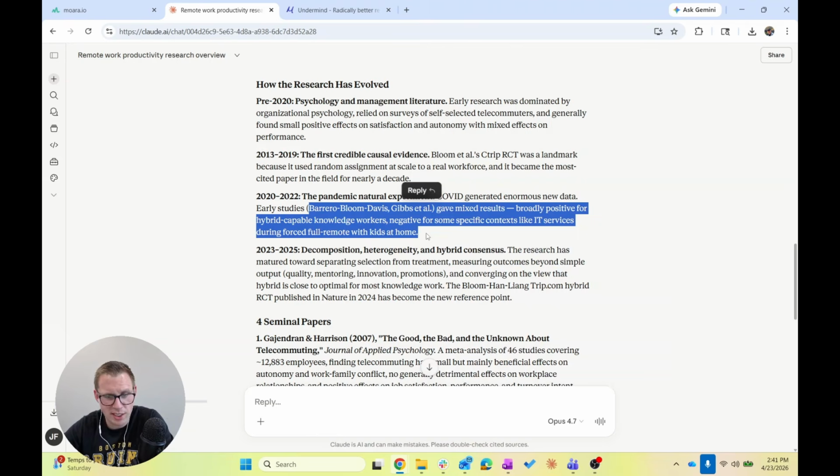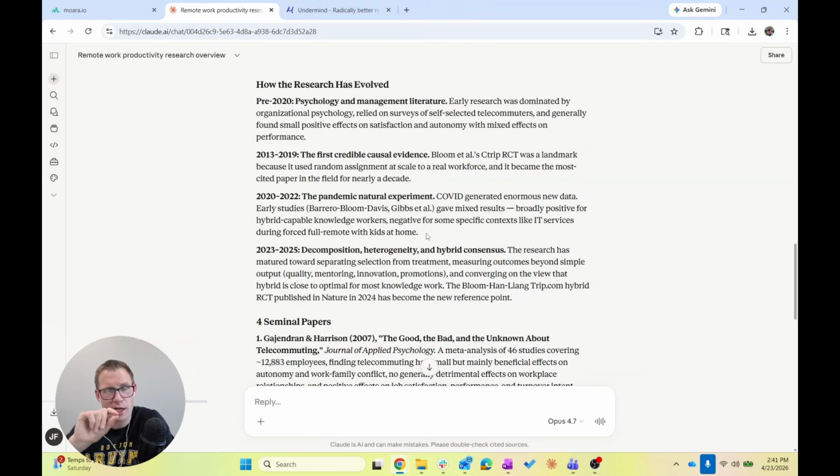There's a very good example. One thing we're going to want to look at in all of our studies, especially if you're doing a big review, is you should be able to answer the question of what are the control variables used in those models, to make sure you're accounting for all the different changes that went on during the worst of the pandemic. 23 to 25: decomposition, heterogeneity, and hybrid consensus.